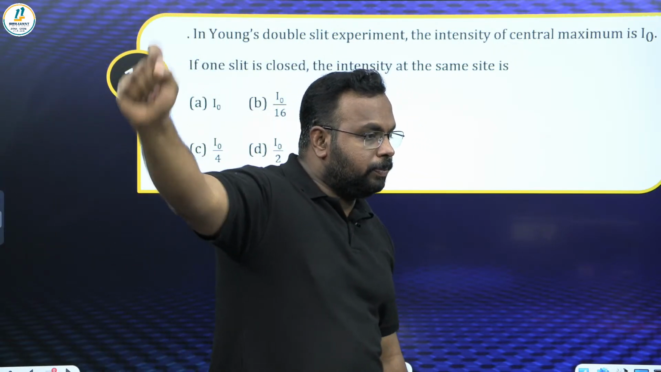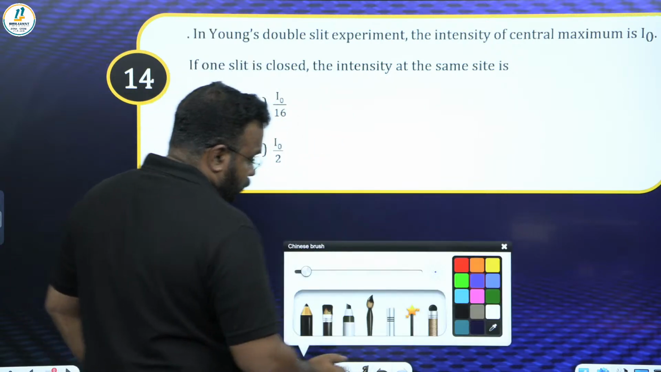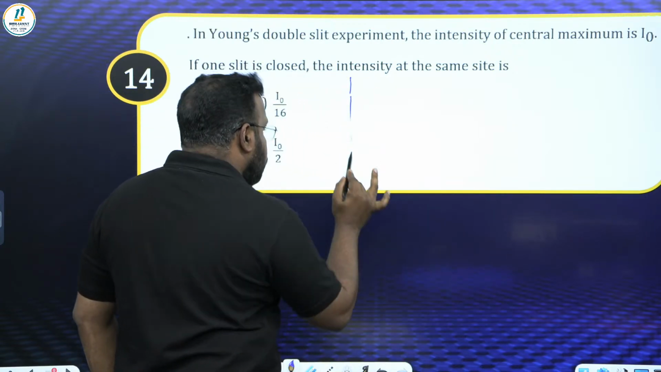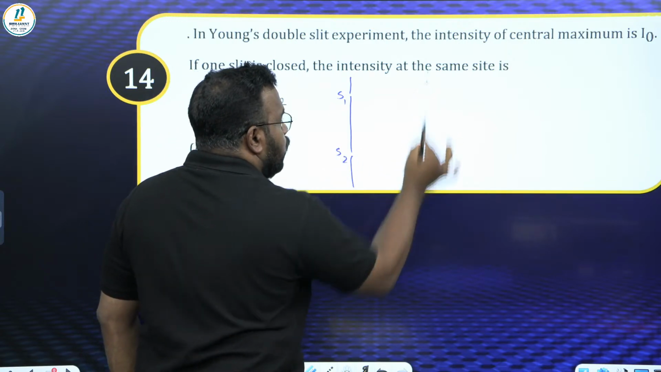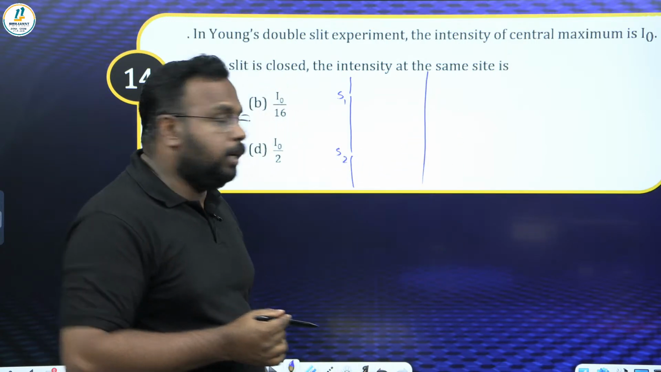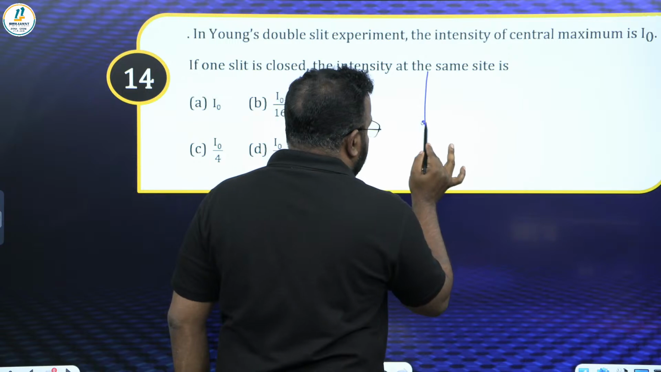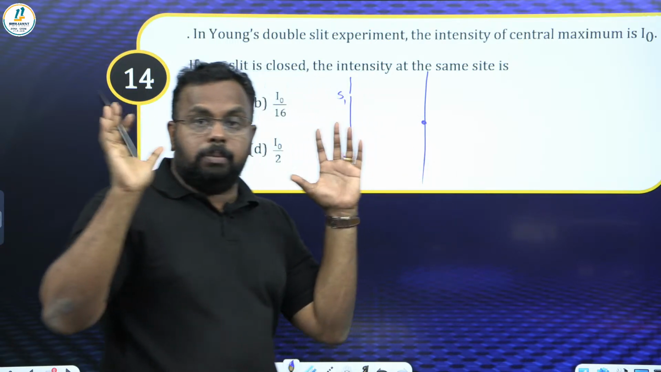Comment please. What is the logic of this question? Let me quickly explain it. If these are the two slits, this is slit 1, this is slit 2, and here is a screen, you know that at the center point the intensity will be maximum.